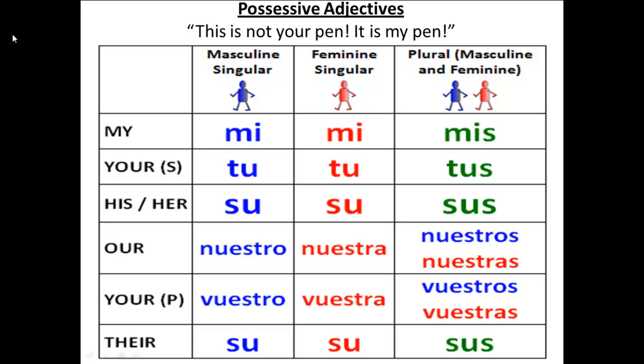Take a couple of minutes now and just copy down this chart. Then you'll be able to use it in the subsequent activities. It will also act as a useful reference tool for you as well. A good idea is to use different pens, as this will help you remember the importance of the gender and also the number.